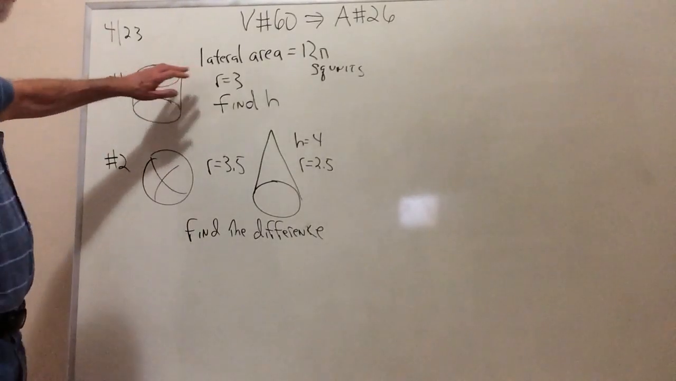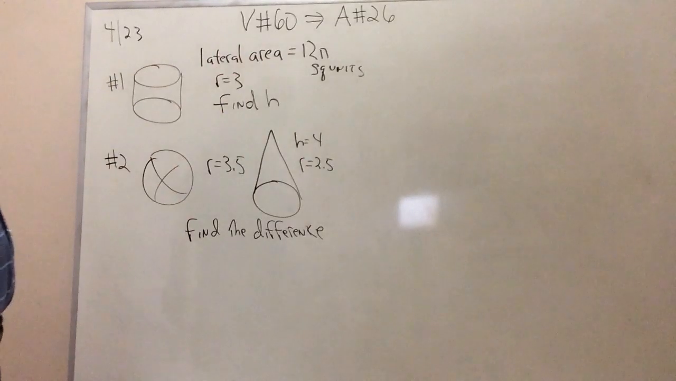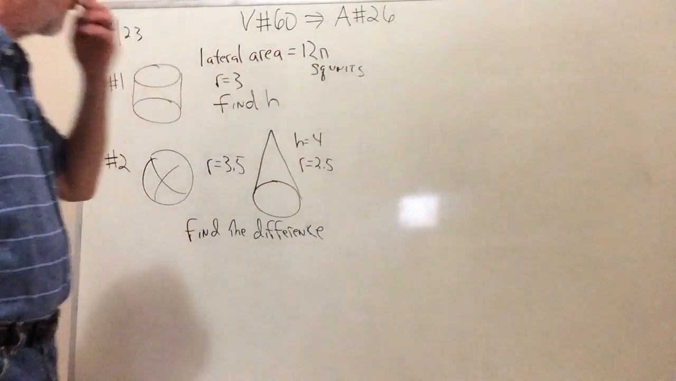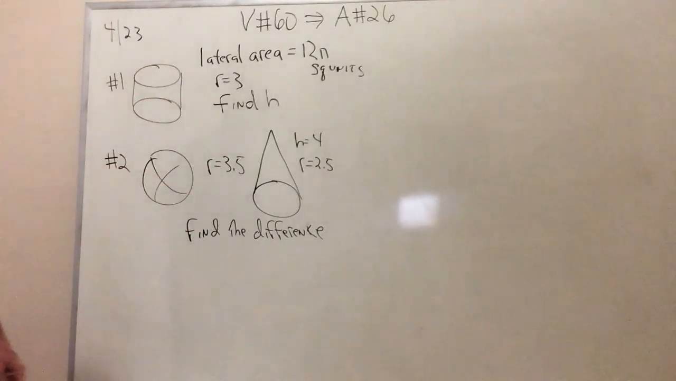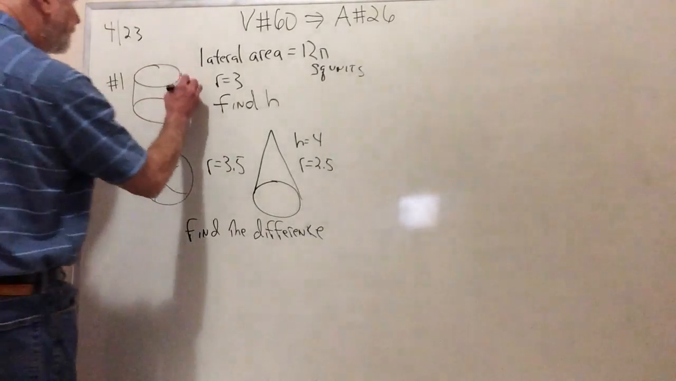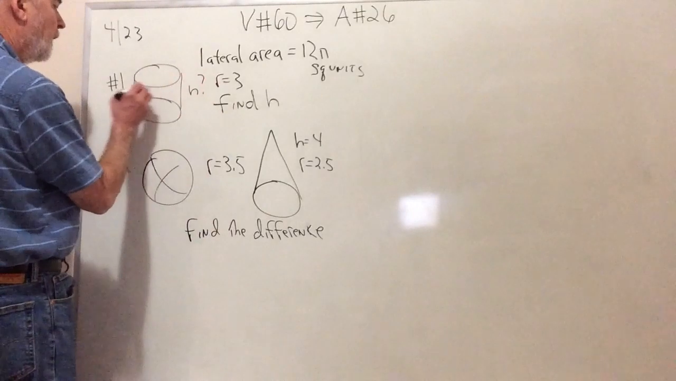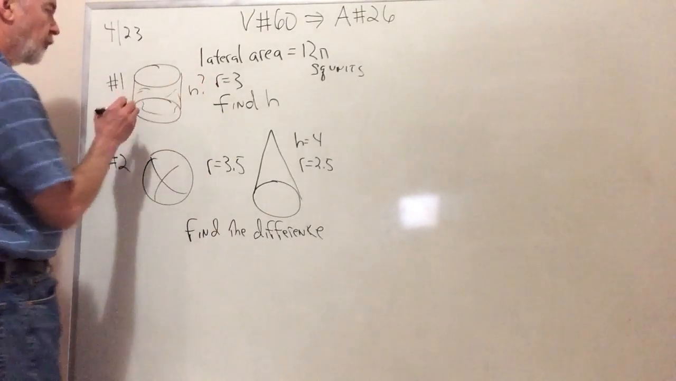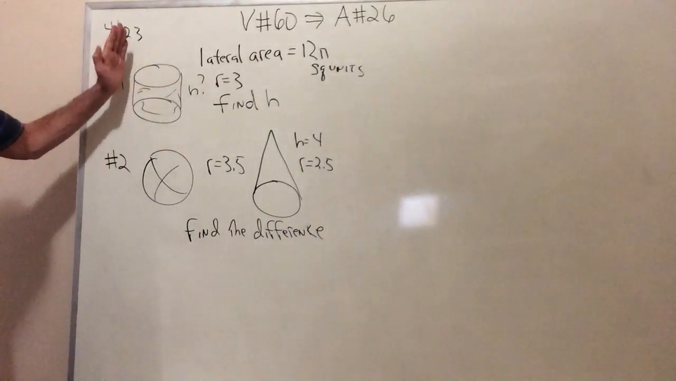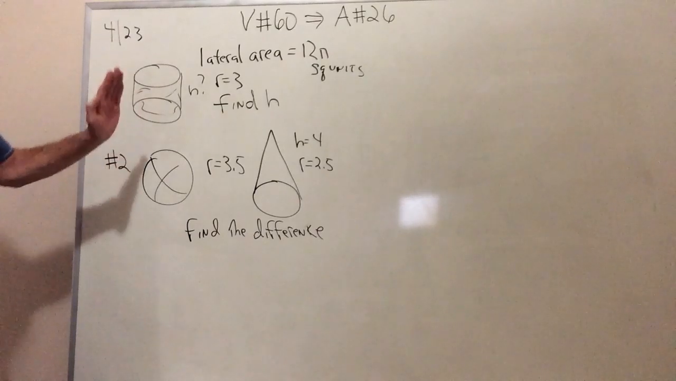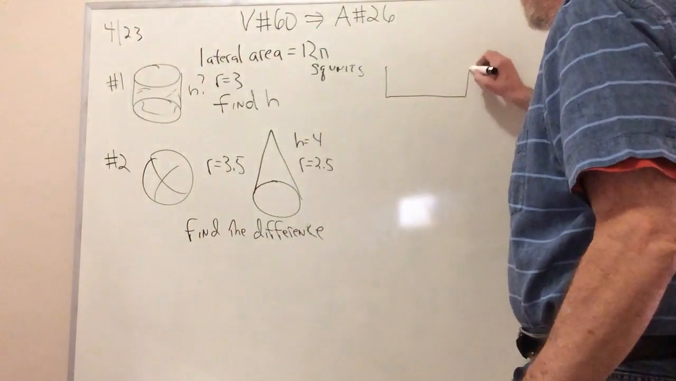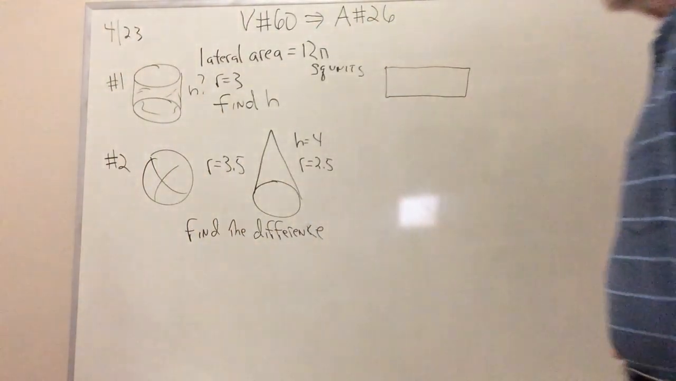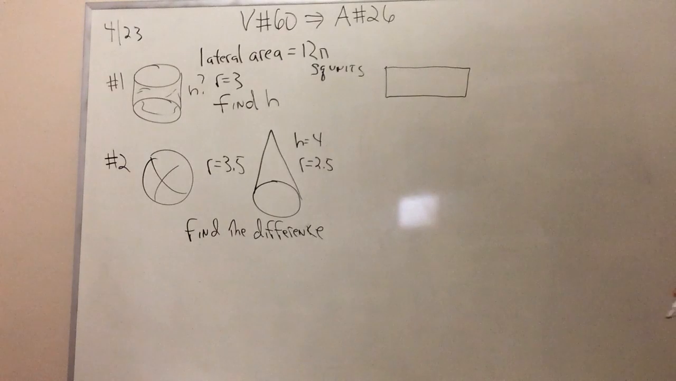Okay, so here we look at this one here. The lateral area is 12 pi square units. The radius is 3, and your job is to find the height. We don't know the height, but we know this lateral area. One more time, if you peel the label off a soup can and just stretch it out, of course, you're going to get a rectangle. Make sure you understand that. It's common sense, but make sure you understand that.